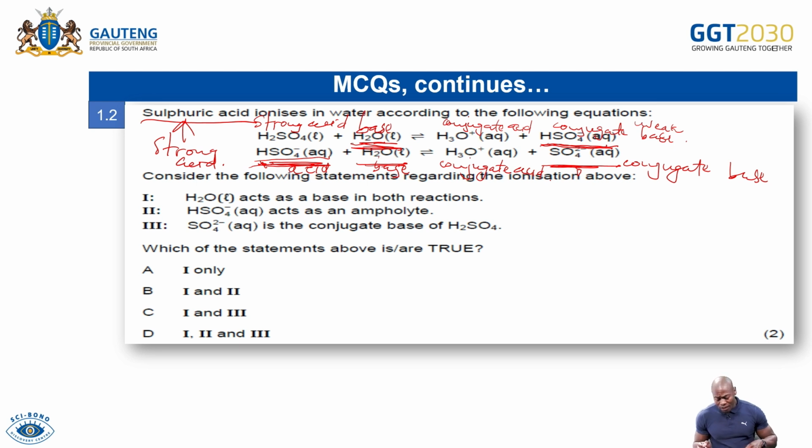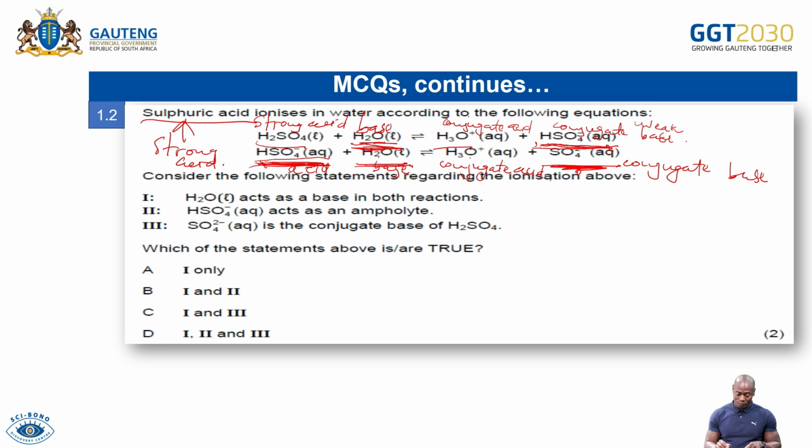So let's check in the first equation. HSO4 minus is the hydrogen sulfate ion. So you have sulfuric acid, water, hydronium ion, and hydrogen sulfate ion. In the second equation, we have hydrogen sulfate ion, water, hydronium ion, and a sulfate ion. So in the first equation, we have HSO4 minus, which is the hydrogen sulfate ion.